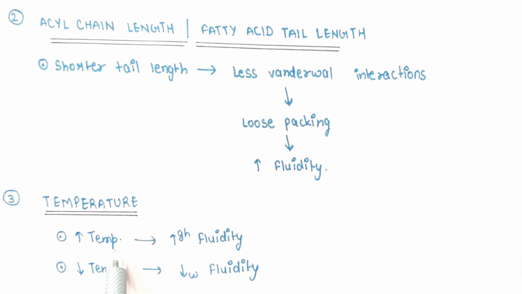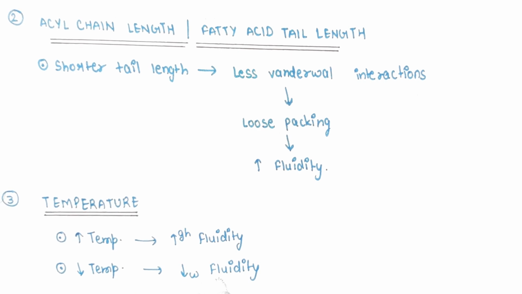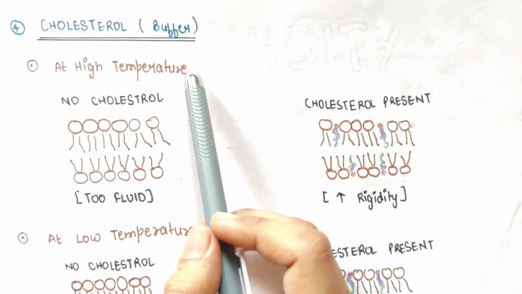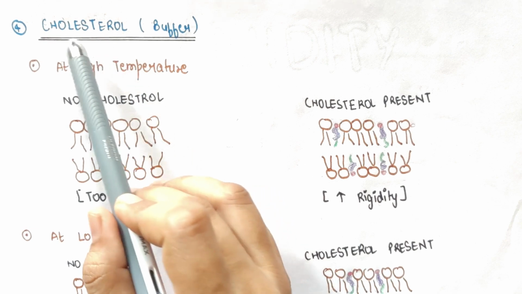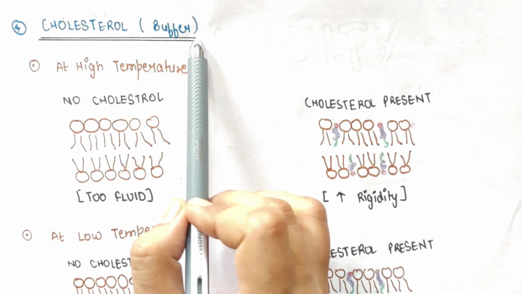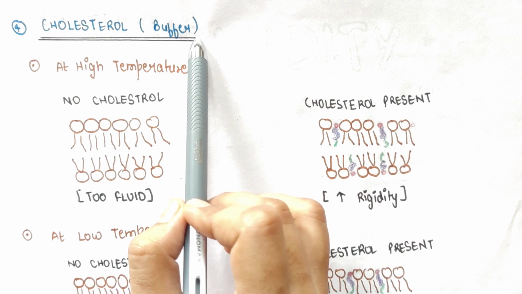So the higher the temperature, the higher is the fluidity of the membrane. The lower the temperature, the lower is the fluidity of the membrane. So the next factor to understand is the presence of cholesterol. So cholesterol acts as a buffer in maintaining the membrane's fluidity.